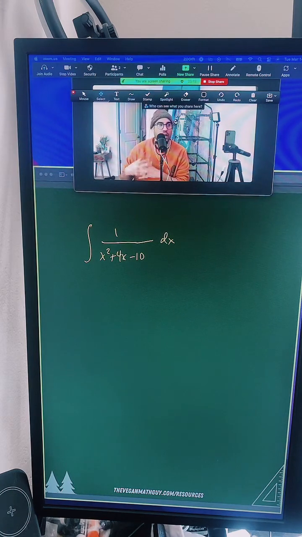Anyway, go ahead and let me know in the chat, what do we suggest we should do here? Should we try to factor this out by using partial fractions decomposition? Or should we use another one?